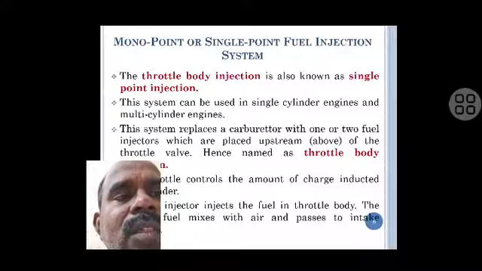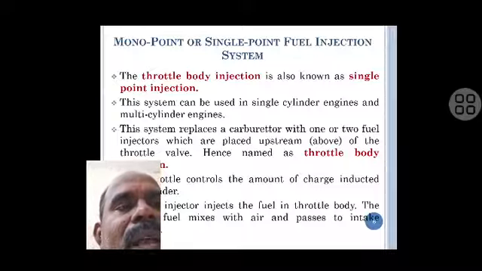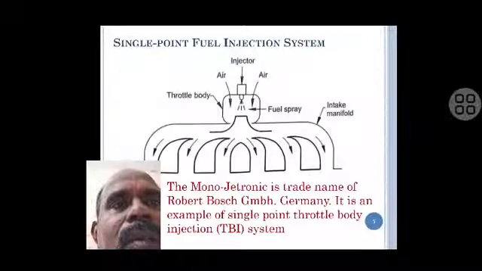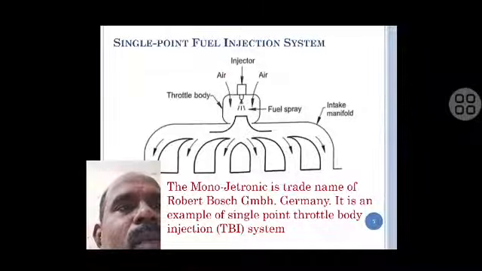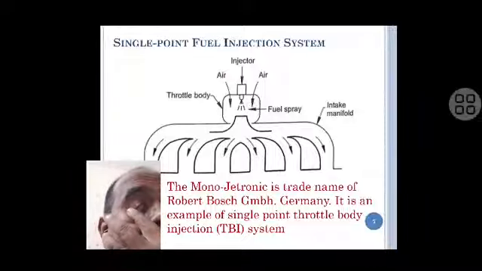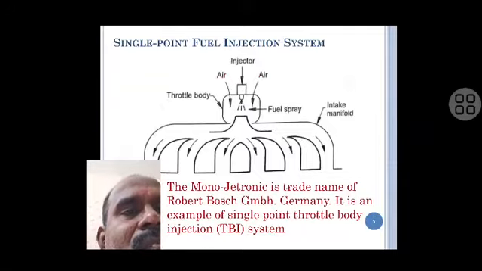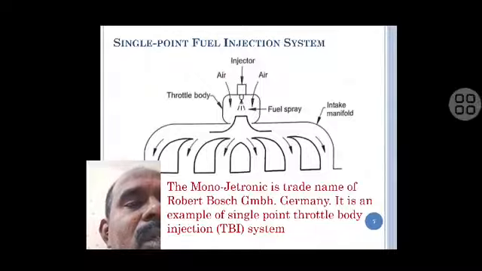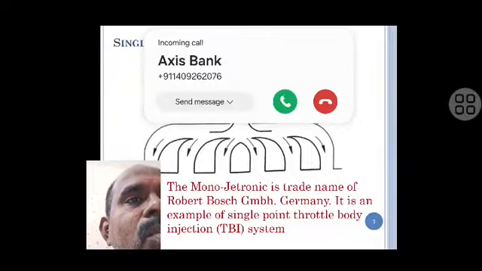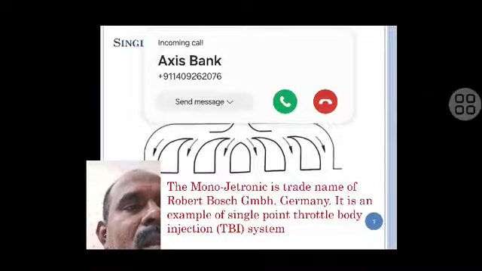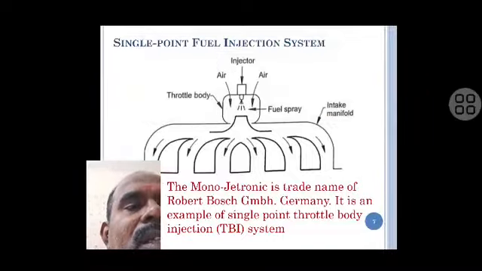The injector injects the fuel in the throttle body. The fuel mixes with air and passes through the intake manifold. That is the single point injection system. Only a single point is there, and only the fuel is sprayed through the injector. Then the air-fuel mixture enters each cylinder through the intake manifold. Mono-Jetronic, by Robert Bosch, Germany, is an example of the single point throttle body injection system.